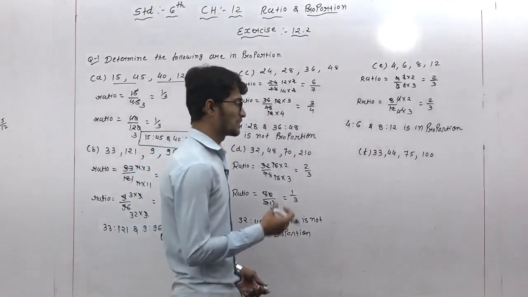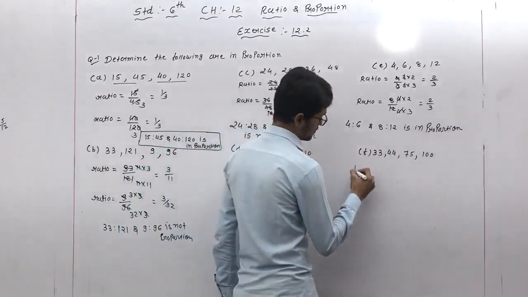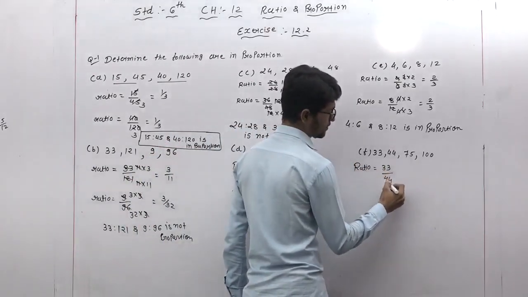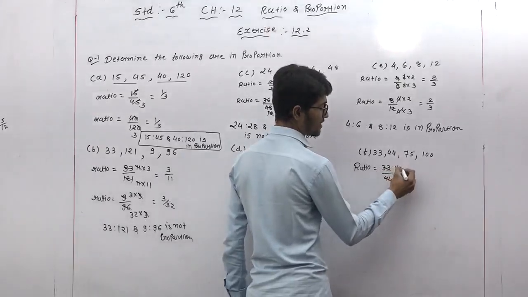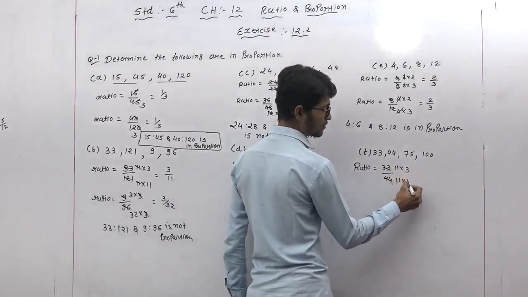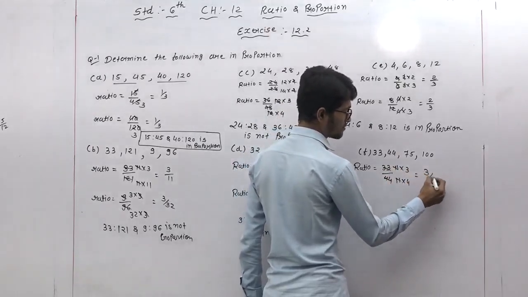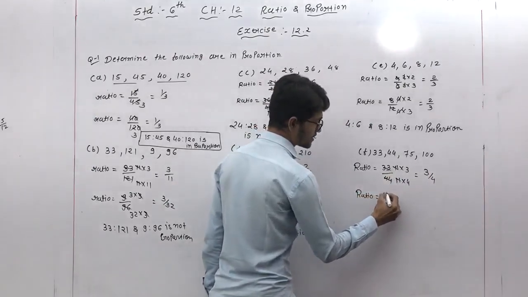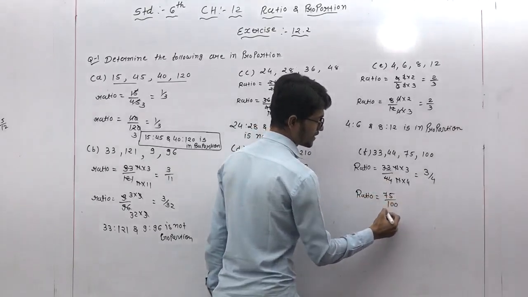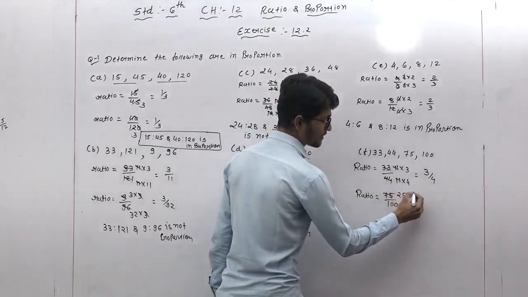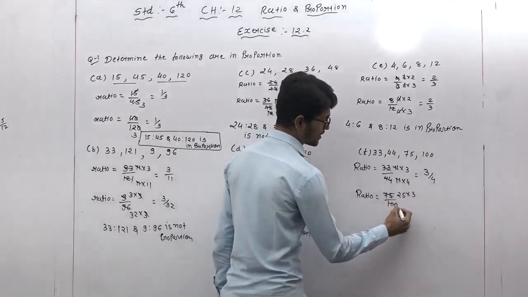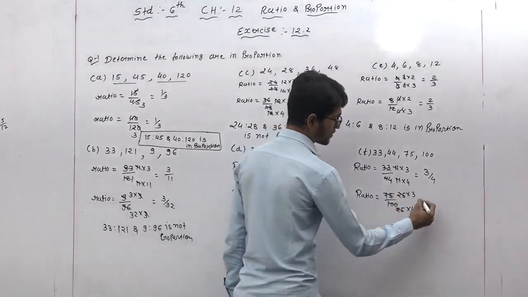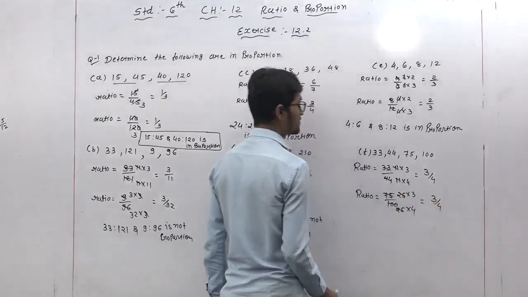Next question, the last question. The same, ratio 33 by 44. We have to cut. So 11 3s are 33, 11 4s are 44, 11 cut. It means 3 by 4. For the second two numbers we have to find the ratio 75 by 100. Here 25 3s are 75, here 25 4s are 100. 25 and 25 cut. So our answer is 3 by 4.